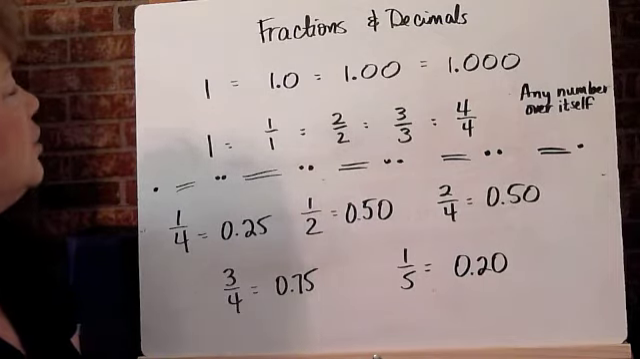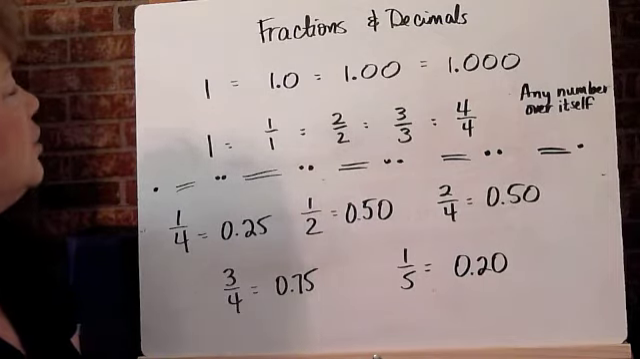I also just wanted to remind you that any number over itself equals 1. So 1 equals 1 over 1, 2 over 2, 3 over 3, 4 over 4, any number, 100 over 100 equals 1. So that just gives you an idea of just a quick thing there.